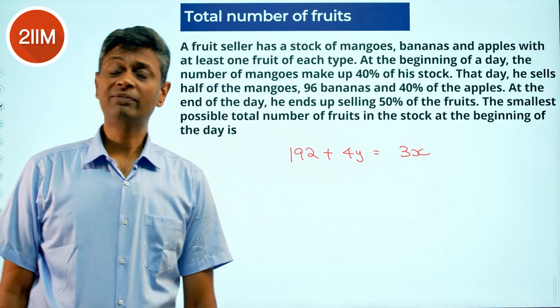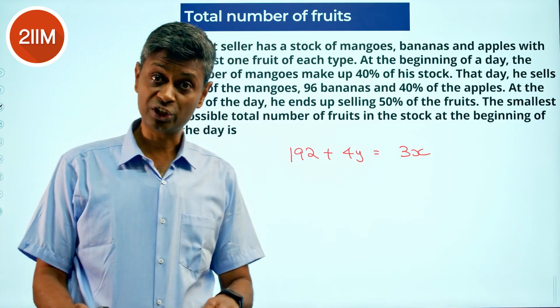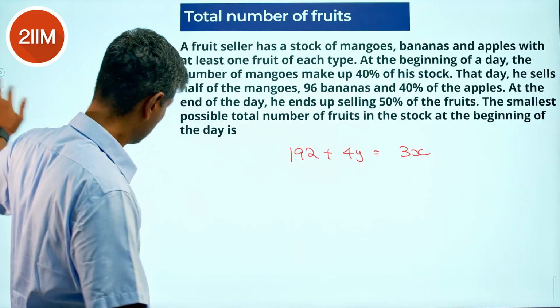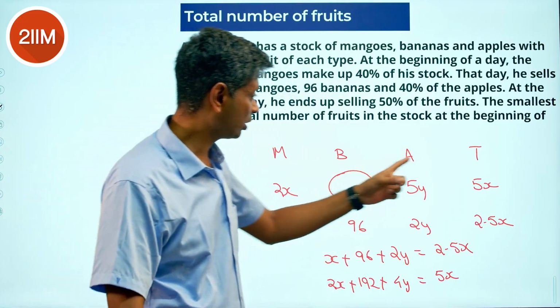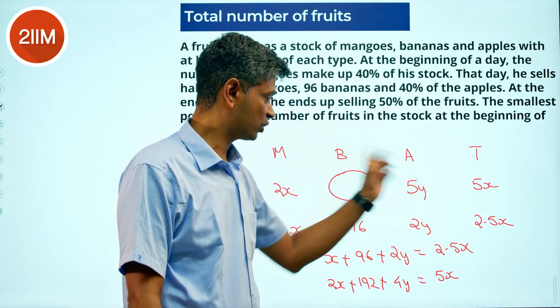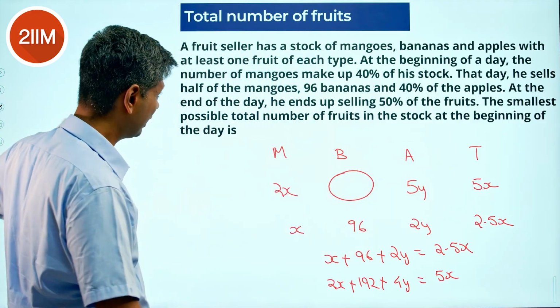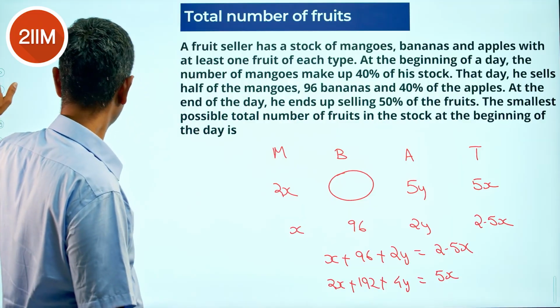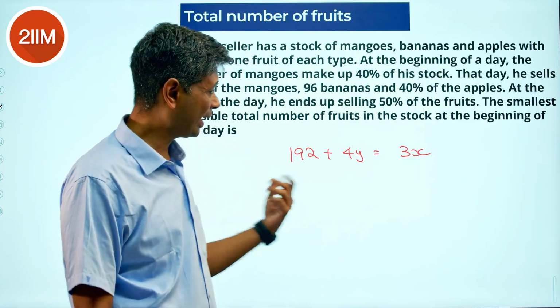We cannot solve and find values of x and y, but whatever values of x and y satisfy this will satisfy all our conditions. Right? Especially because this number here is vacant. You have to introduce another variable here, or we'll have to call it 3x minus 5y, because the total is 5x. Right? So now what do we do here? We want to find the smallest possible total number of fruits.